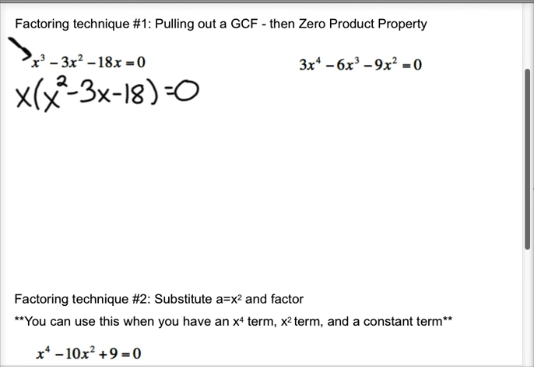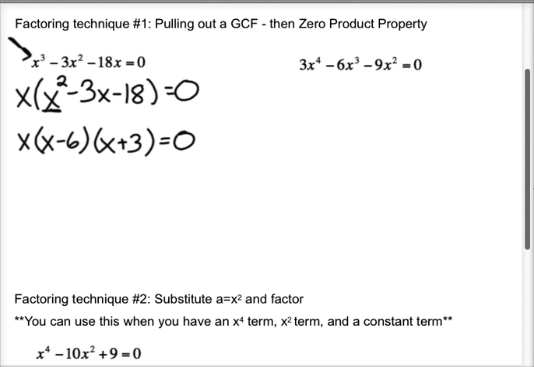And again, factoring a quadratic trinomial means we're going to get our two parentheses. So we need something that multiplies to negative 18 and adds to negative 3. So hopefully you remember those x's come from that x squared. And to find what multiplies to negative 18 and adds to negative 3, you're going to get a negative 6 and a positive 3.